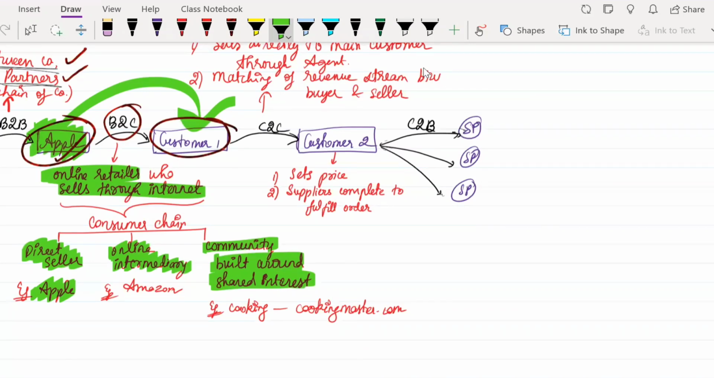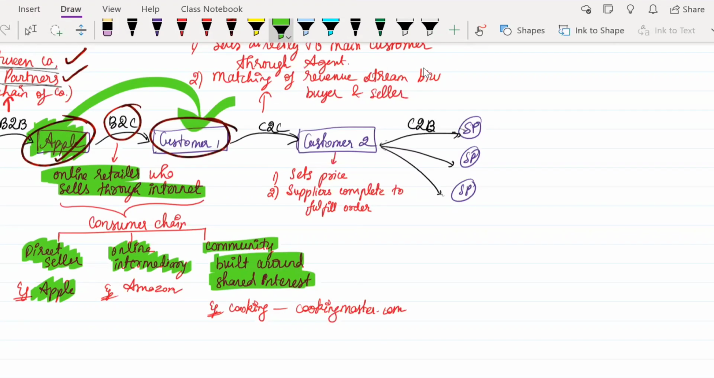And then you have online community built around shared interest. Here what happens is that you will have an online space where you can just pay premium charges to be a member of it, and there people with similar interests will come together and share their knowledge.